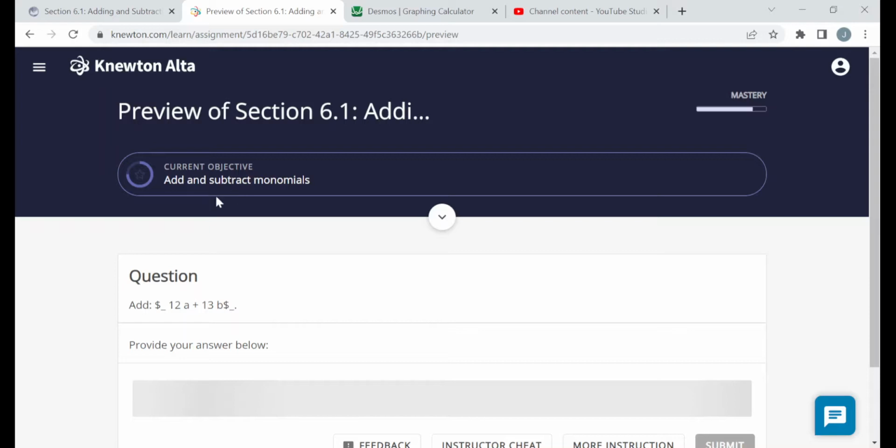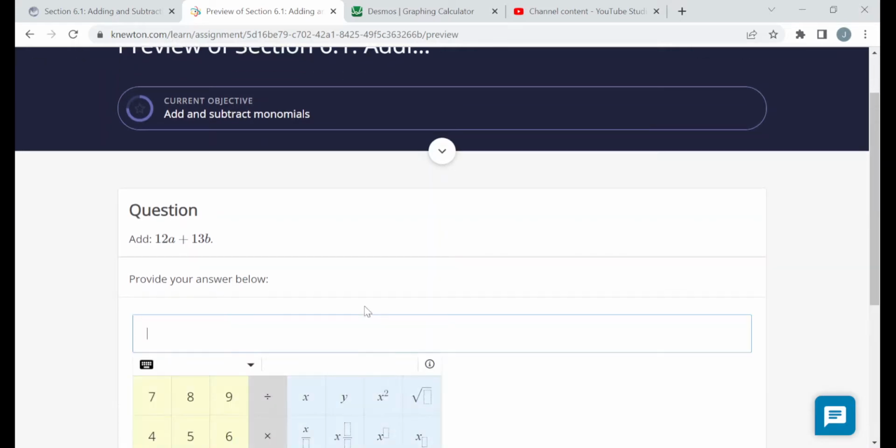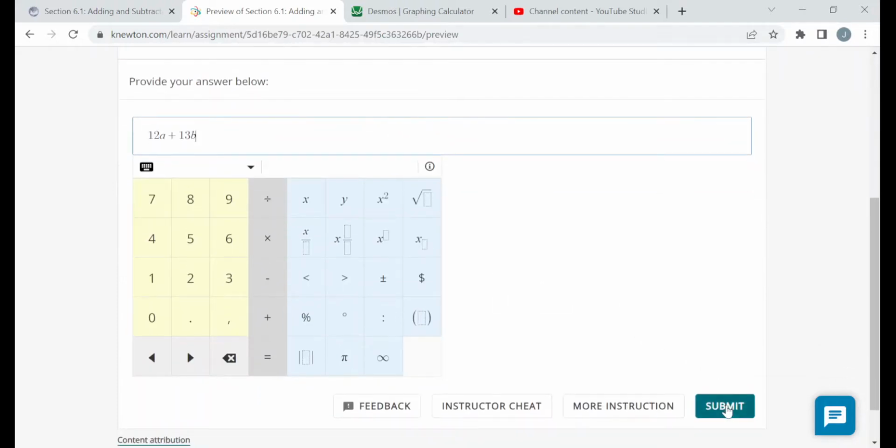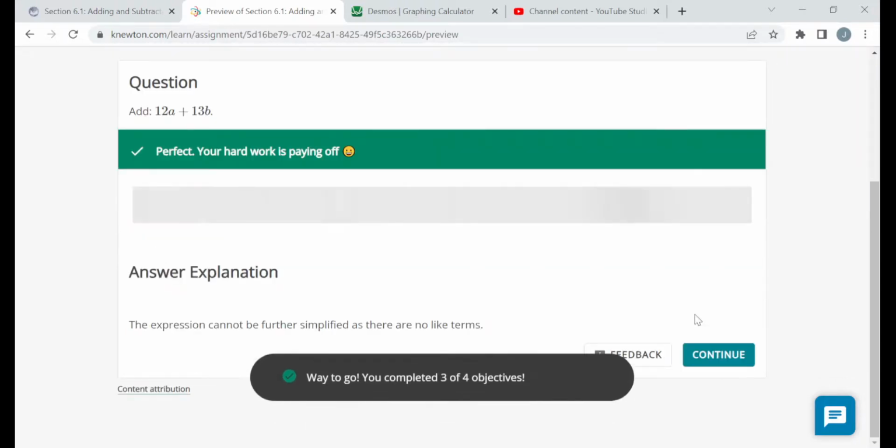All right, then one more of these. And once again, very simple. 12a plus 13b, they're two terms, but they're not like. One has a, the other has b. They don't have the same variables with the same powers on them. So that's it. 12a plus 13b, the way they wrote it, is as simple as it gets. You cannot combine any of those terms.